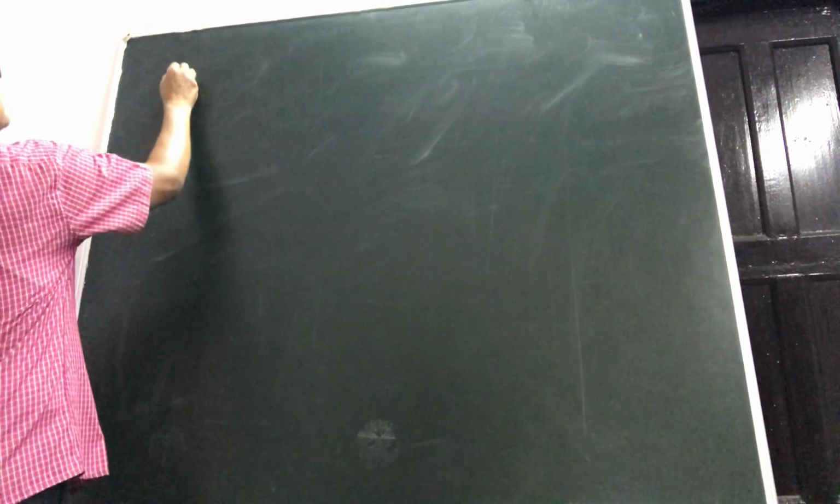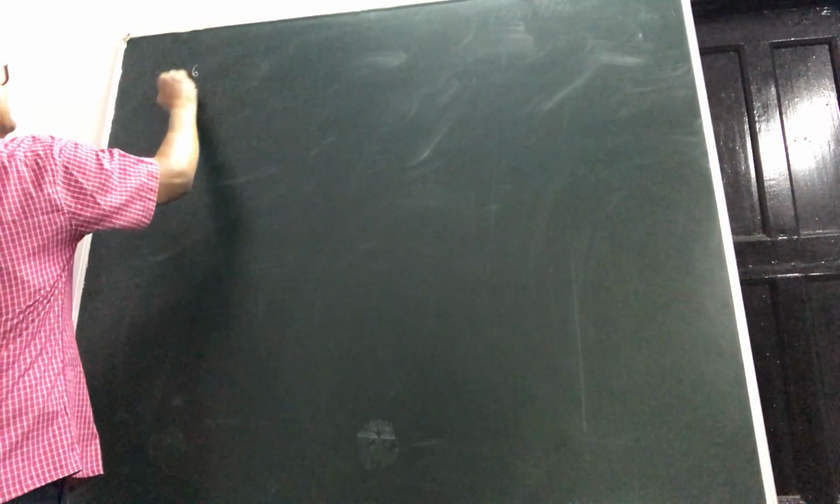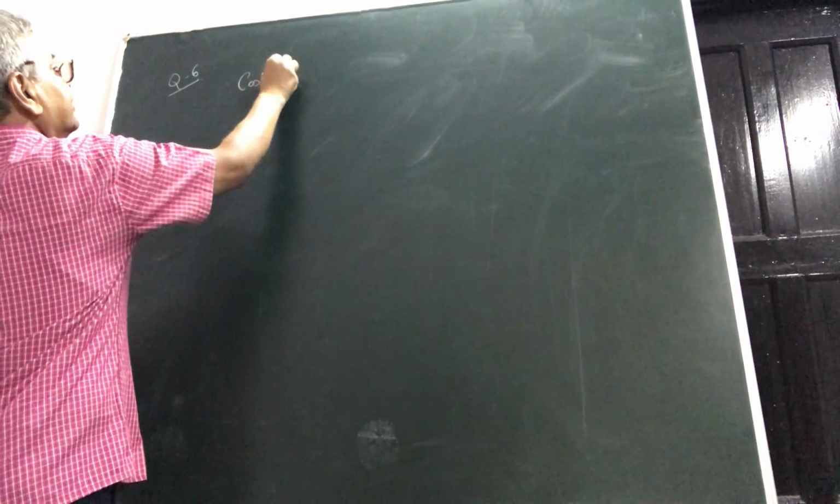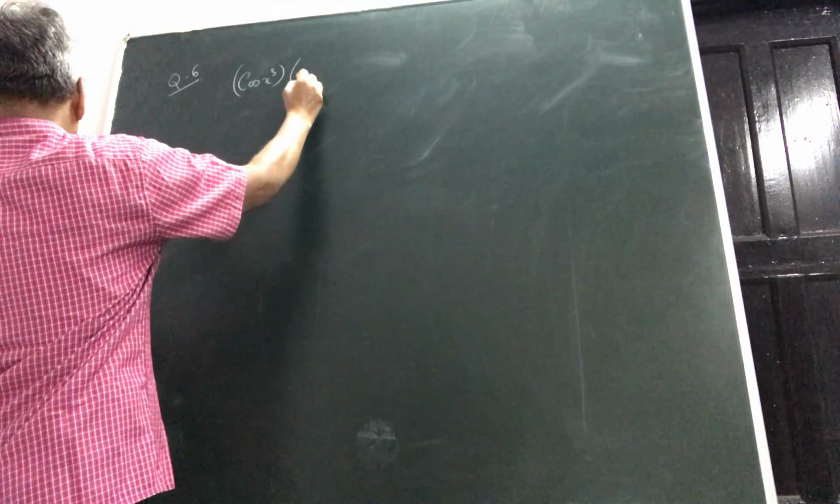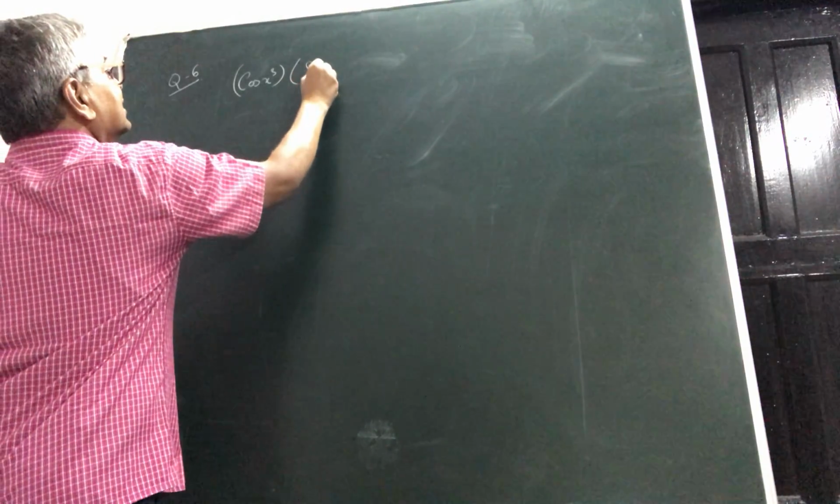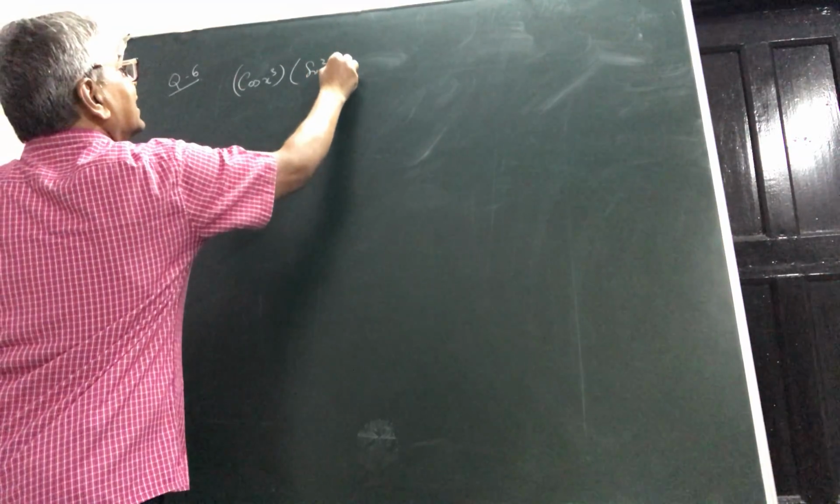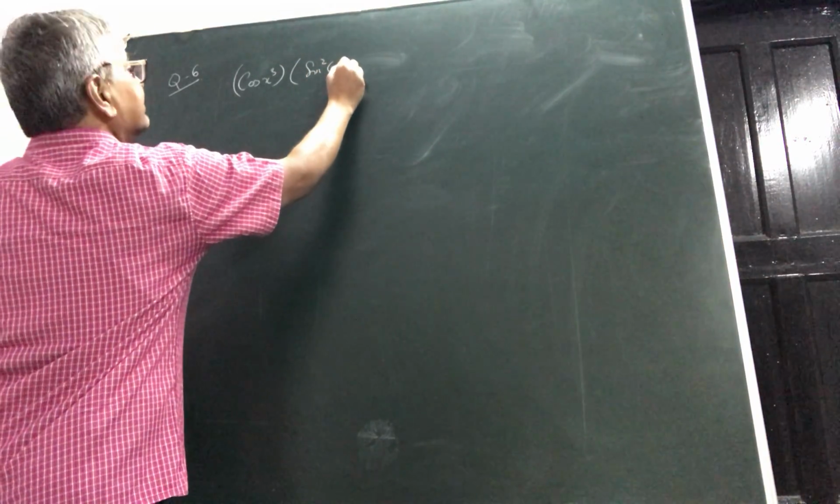Cos x cube, sin square x 5. Question 6. Question 6 here. It is cos of x cube into sine square x 5. Okay.